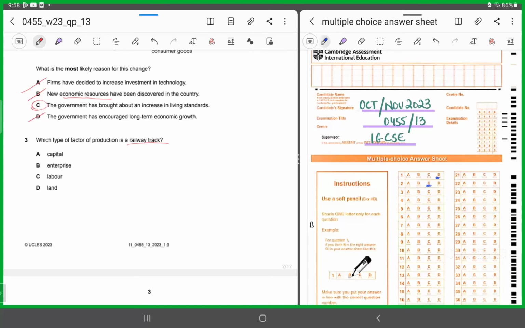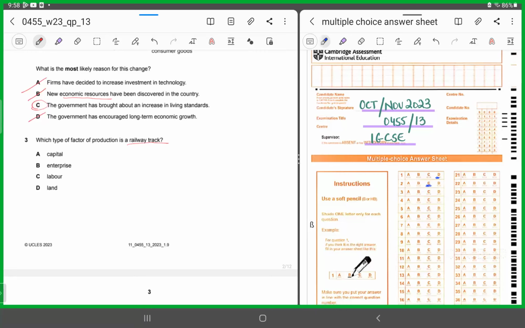Exactly. Capital refers to any human-made manufactured good used to produce other goods and services. For example, factories, machinery, tools. Why can't it be land? It can't be land because land refers to gifts of nature available for production, right?